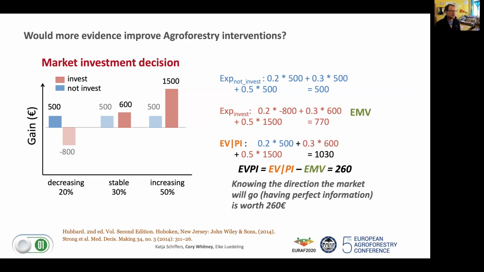It means that knowing the direction the market will go, or having perfect information, should be worth 260 euros to us. EVPI can be useful for defining research priorities. It quantifies the potential gain in the units of an output variable, given accurate knowledge on the value that an input variable will take. When the output variable is monetary, the EVPI can be interpreted as the highest price that a decision maker should be willing to pay for perfect information, but it doesn't have to be monetary.